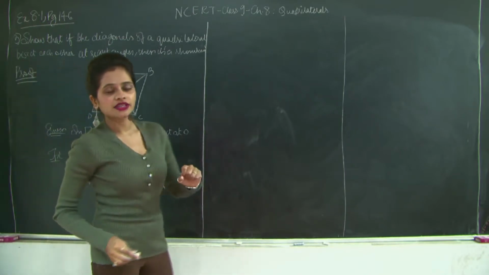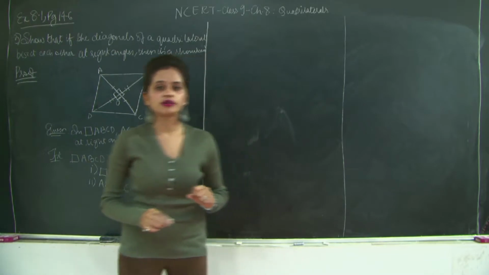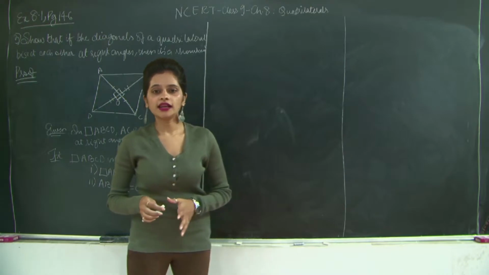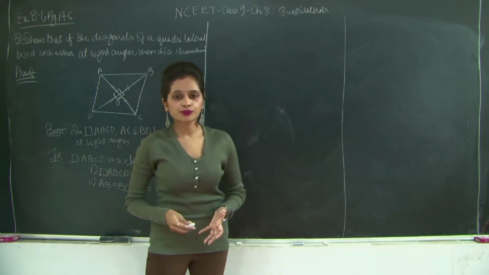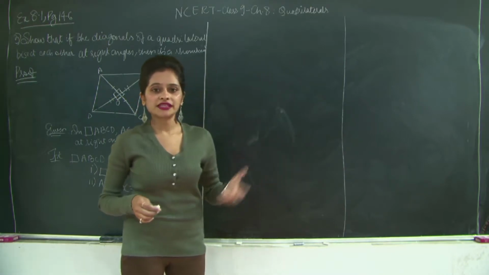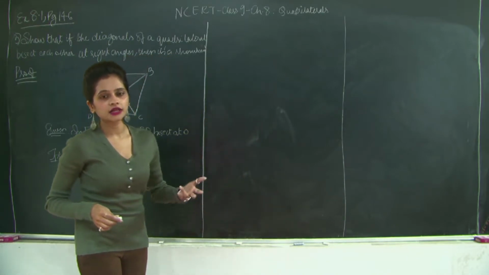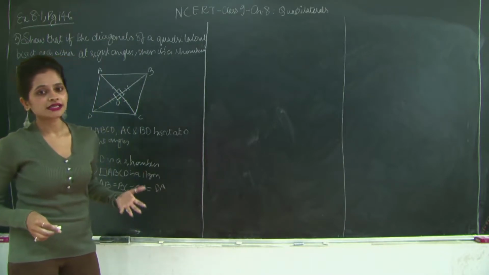Let's come back to the definition of parallelogram. What do we know about parallelogram? That each pair of opposite sides are equal as well as parallel, or you can also prove that if a pair of opposite side is equal and parallel, any one pair of opposite side is equal and parallel, then the given quadrilateral is a parallelogram.